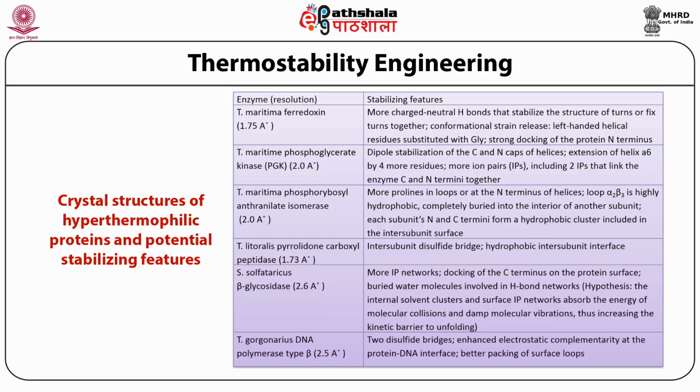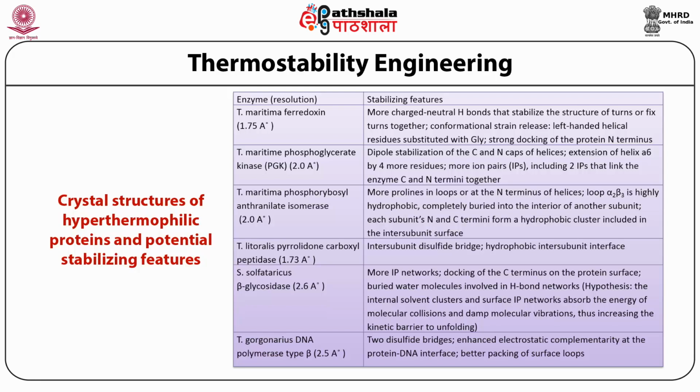In another example, phosphoglycerate kinase, which was isolated from T. maritima, an organism, it showed that the extension of the helix was there by 4 more residues. So the helical part of the protein was extended. Then there was a dipole stabilization of its C and N caps of the helices.